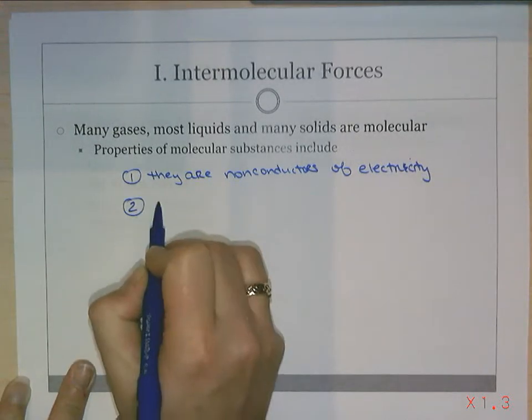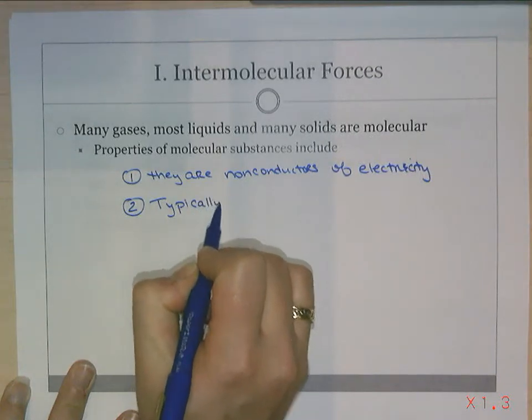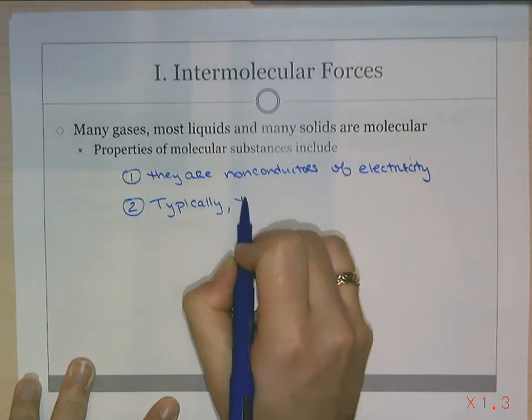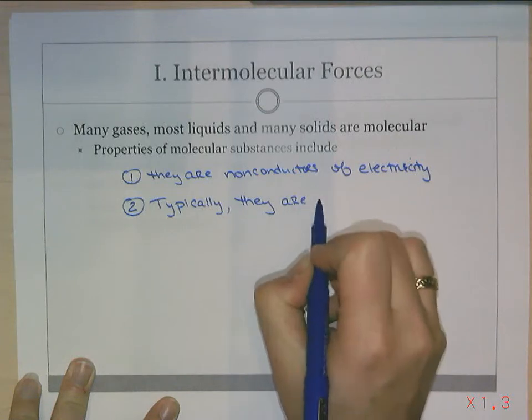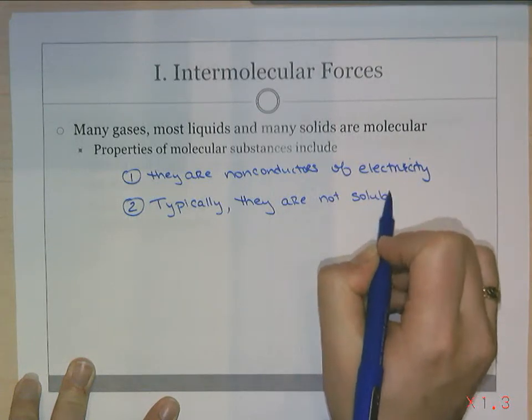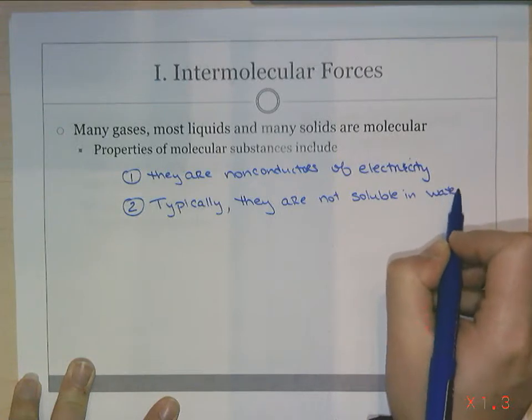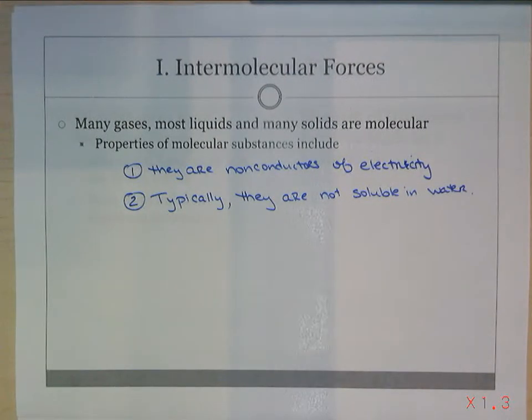Number 2, typically, molecular compounds are not going to be soluble in water. What sort of compounds are soluble in water? Right, ionic, polar, things like that. So molecular compounds, if they're not ionic and they're not polar, what would they most likely be? Molecular, non-polar.